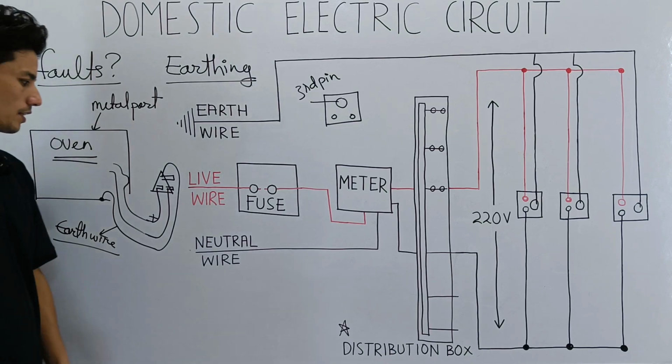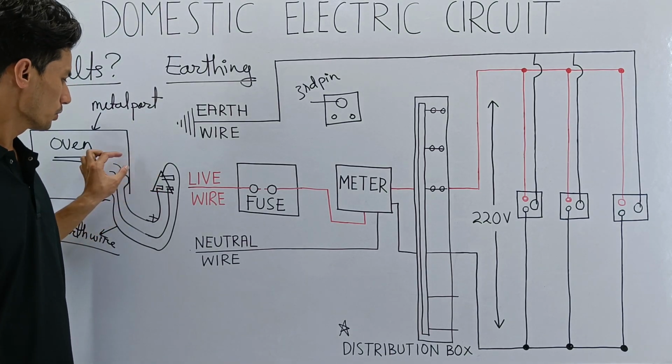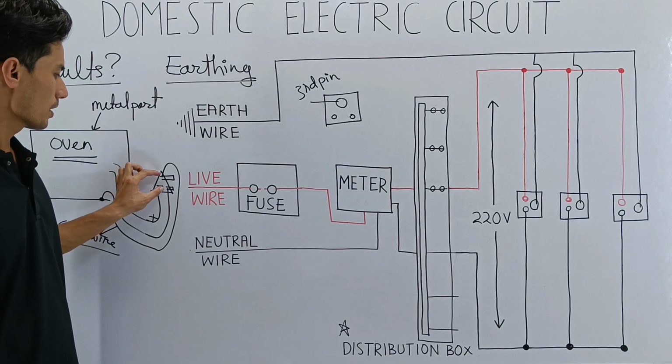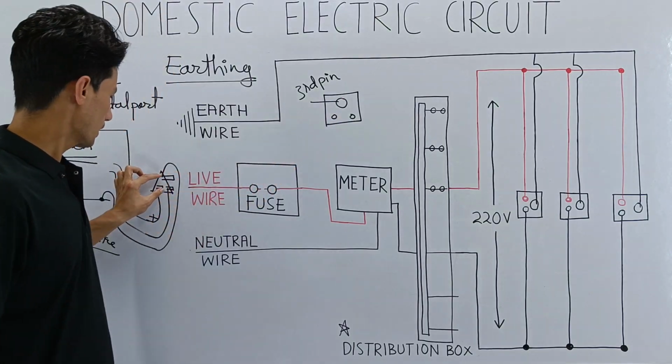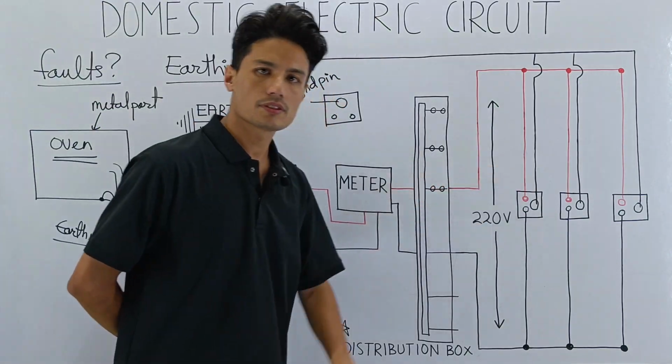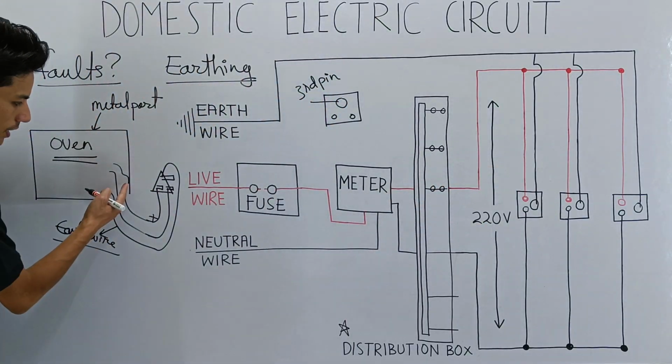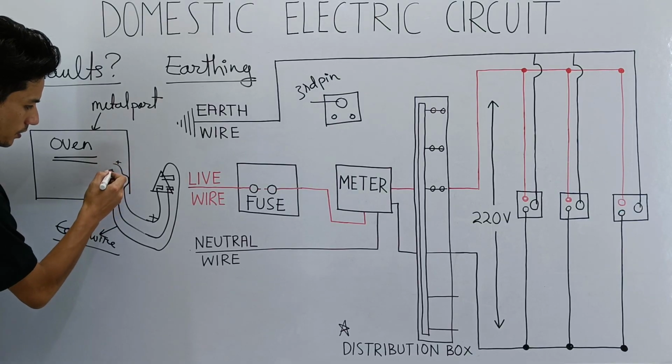Now I want to use this oven, so I connect it to the socket and switch it on. Now remember, this is the live wire, and this is the neutral wire.